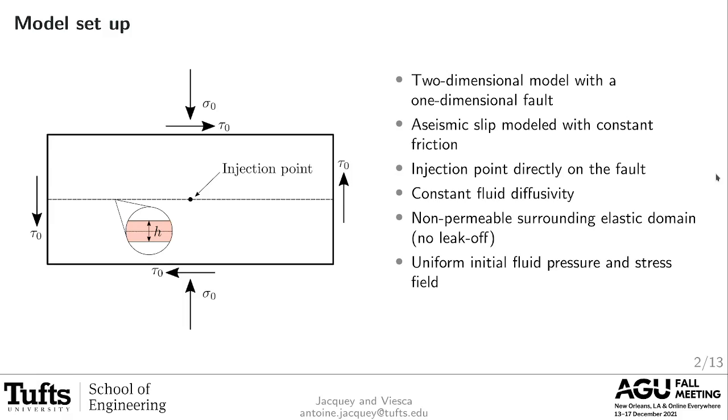So to do that, we consider a two-dimensional model with a one-dimensional fault, which is here represented with a dashed line, and we consider injection directly on the fault. We model aseismic slip using a constant friction coefficient, and the main assumptions of this model are that fluid diffusivity is constant and that fluid diffusion only occurs on the fault, meaning that there is no leak-off to the surrounding elastic domain. And finally, we also assume that fluid pressure and the stress field are uniform prior to injection.